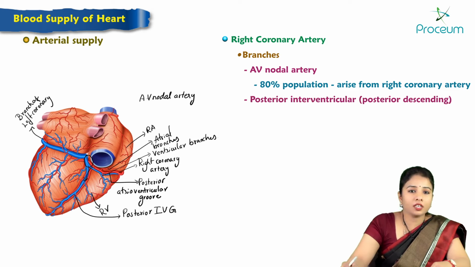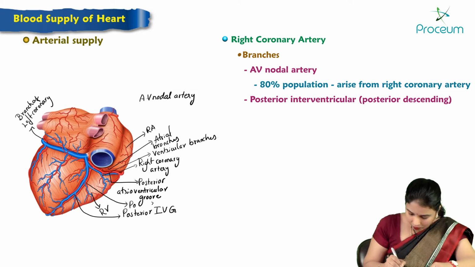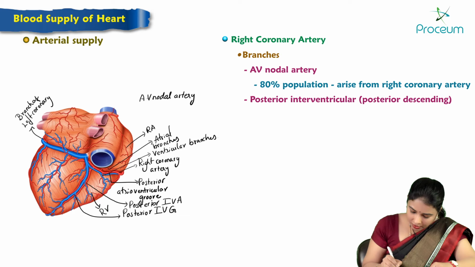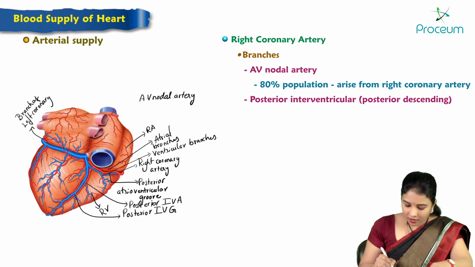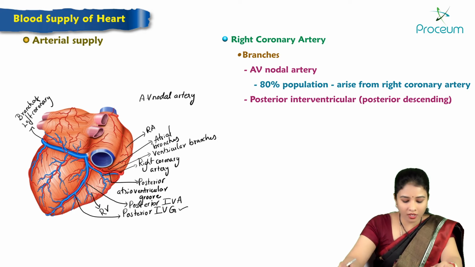Posterior interventricular artery, which is otherwise called the posterior descending artery. The posterior interventricular artery is present in the posterior interventricular groove. So we can see here it is present in the posterior interventricular groove.